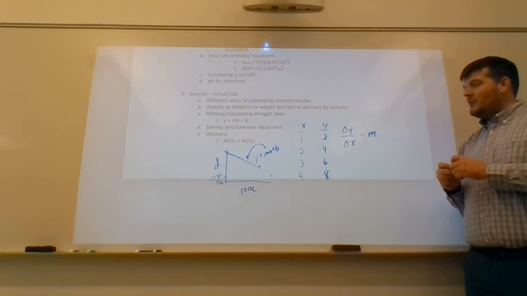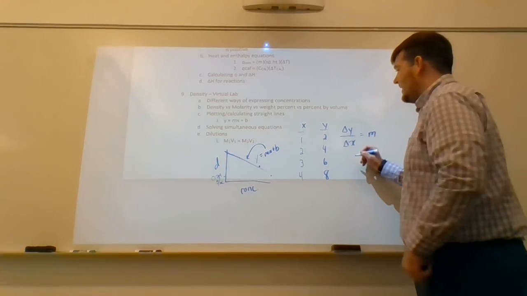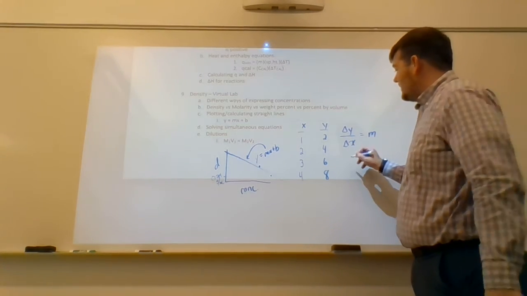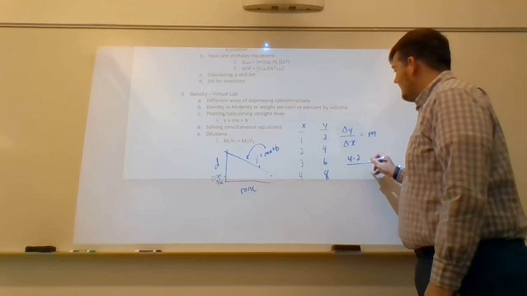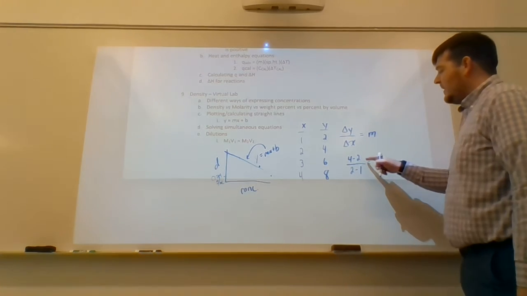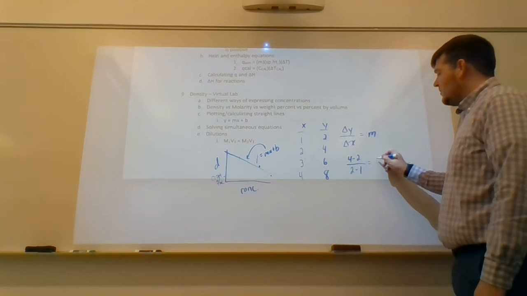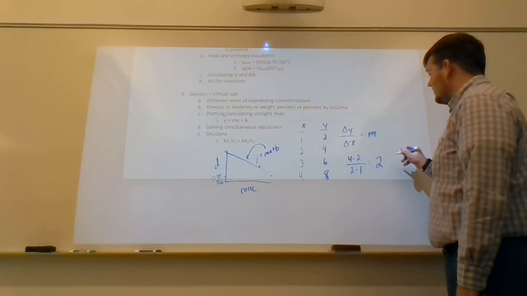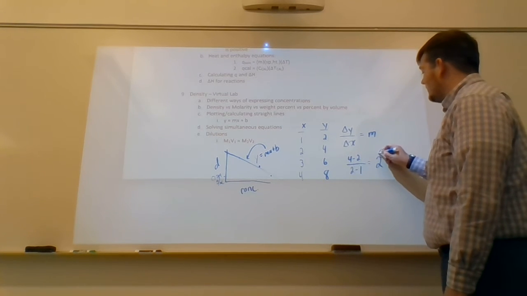If not, I can do it for you. Change in y over change in x. So y goes from 4 to 2. X goes from 2 to 1. And 4 minus 2 is 2. 2 minus 1 is 1. So the value of m is equal to 1. Or I'm sorry, is equal to 2.